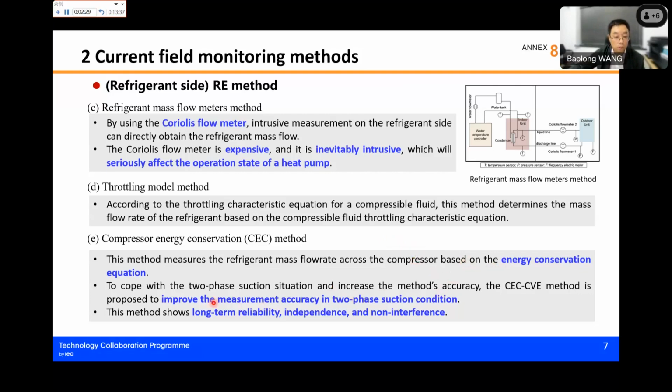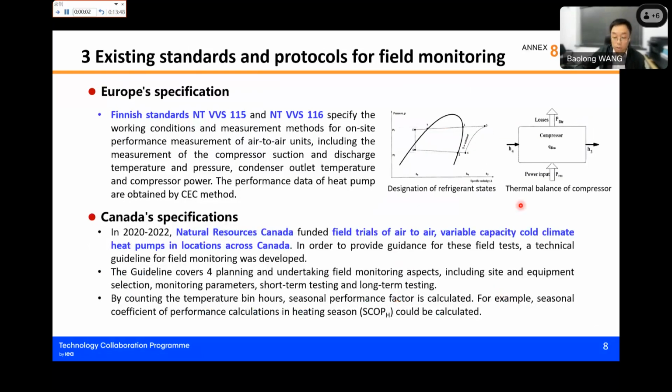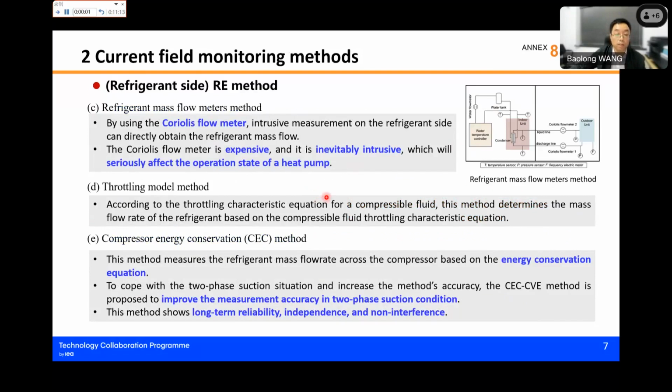Generally we think this kind of method can show very good long-term reliability and independence. So that's all the methods we can see from the current paper survey or field survey that can be used. Generally, we can see that the air side method can probably be widely used, because it's easier to adopt. The refrigerant side method is more difficult or needs more calculation.